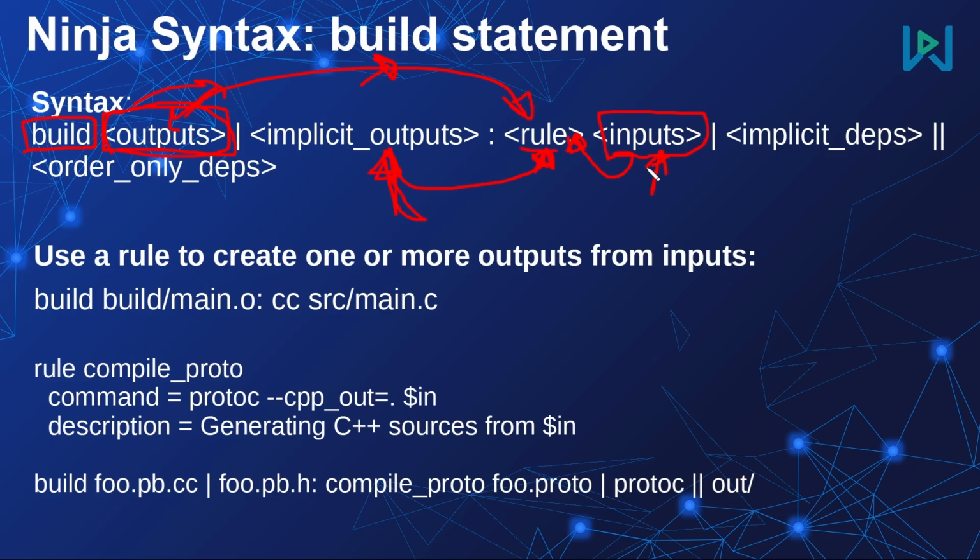Besides those explicit inputs, we can specify another set of implicit dependencies to our Ninja rule. Similar to those, if one of those implicit dependencies has been modified, then we need to re-execute our Ninja rule. And finally, we can specify what are called order-only deps. This is another set of dependencies to our Ninja rule. However, this time, if those order-only dependencies have been modified or changed, then we don't need to re-execute our Ninja rule.